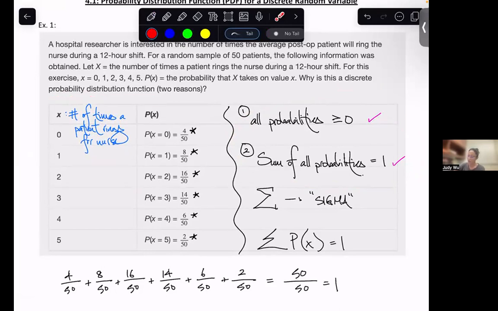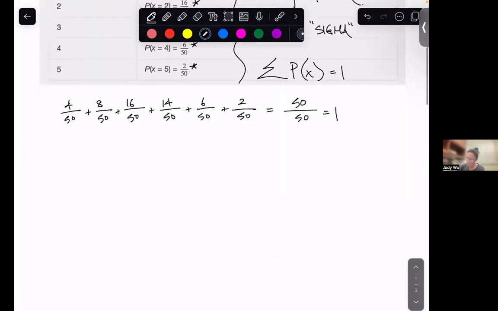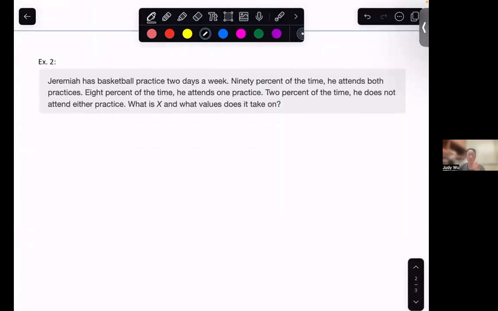Okay? All right, now I'm going to go over one more example. And in this example, we're going to be given probability not in the fraction form, but in the decimal form or in percentages. Okay? But we're going to look at sort of the same idea. Okay, example 2. Jeremiah has basketball practice 2 days a week. 90% of the time, he attends both practices. 8% of the time, he attends one practice. And then 2% of the time, he doesn't show up to either practice. What is our X and what values does it take on?